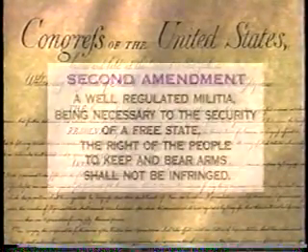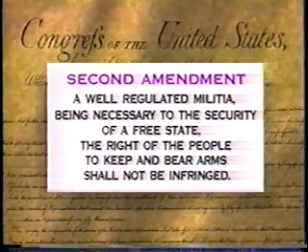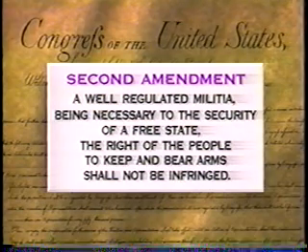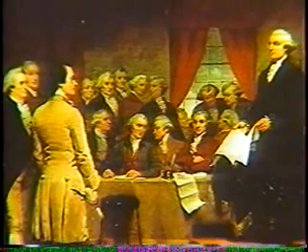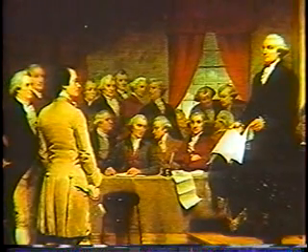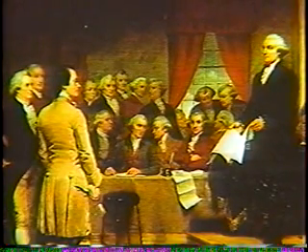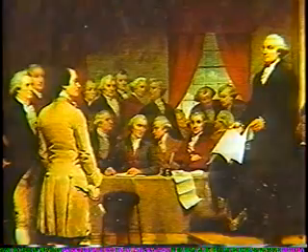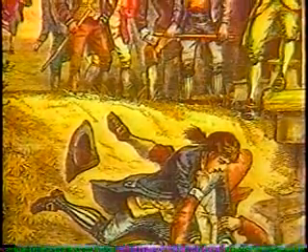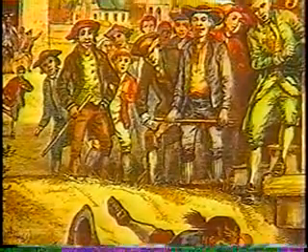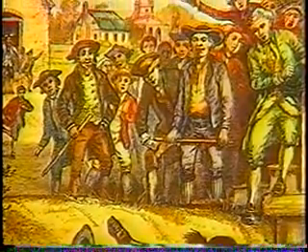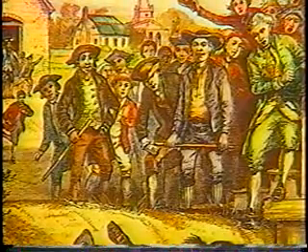The amendment reads, "A well-regulated militia being necessary to the security of a free state, the right of the people to keep and bear arms shall not be infringed." The passage seems simple enough, but different people have interpreted those 27 words in entirely different ways. The first point of contention is usually whether the amendment guarantees the right to own guns for any purpose or only in the context of a state militia.